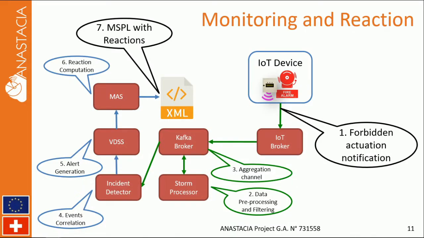So, the IoT device sends a forbidden actuation notification to the IoT broker. The IoT broker sends this information to the Kafka broker, and then the monitoring modules perform several processes like aggregation, filtering, and correlation in order to decide that the issue is actually an attack, generating an alert to the reaction module. Finally, the reaction module generates the new medium-level security policy, which looks like this.